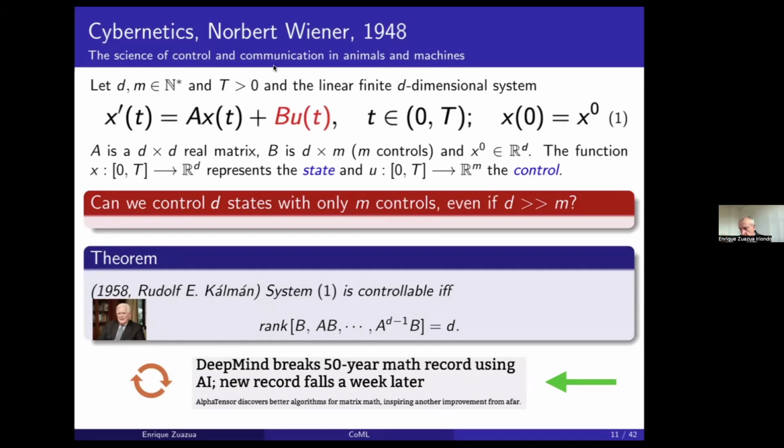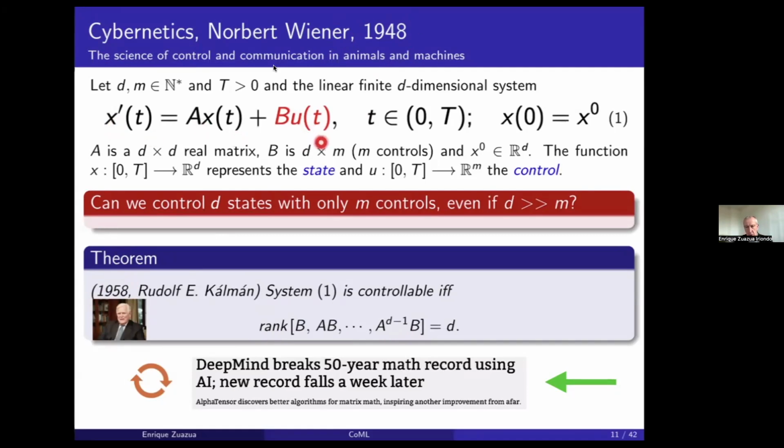This was Kalman, 58, 10 years after Norbert Wiener. So you see things are getting accelerated, but still progress is slow. It took 10 years from the very definition of Norbert Wiener about what cybernetics was, 48, to Kalman, 58, to state a very clear result on the controllability of finite dimensional linear systems. So you see x' = Ax + Bu.